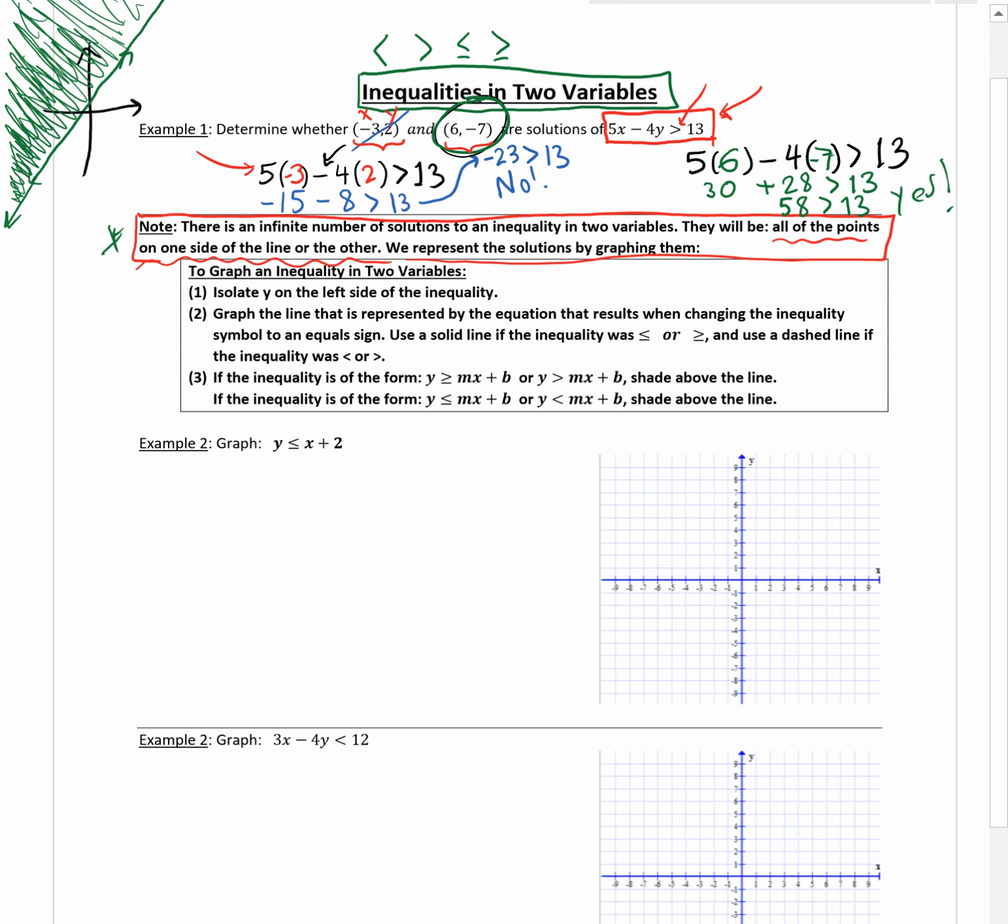Because for the equation of a line, there are infinitely many solutions, but they're only the points on the line. But for an inequality, it's not only the points on the line, but also all the points above the line, or it could be all the points below the line. It'll depend on what inequality we're given. So there are way more solutions to these than there were to the equation of a line.